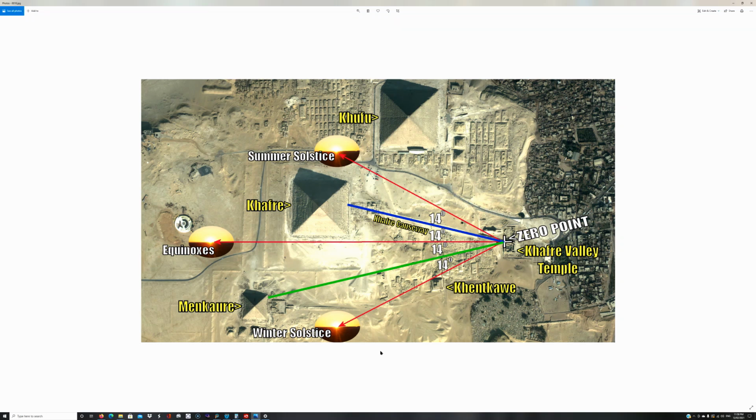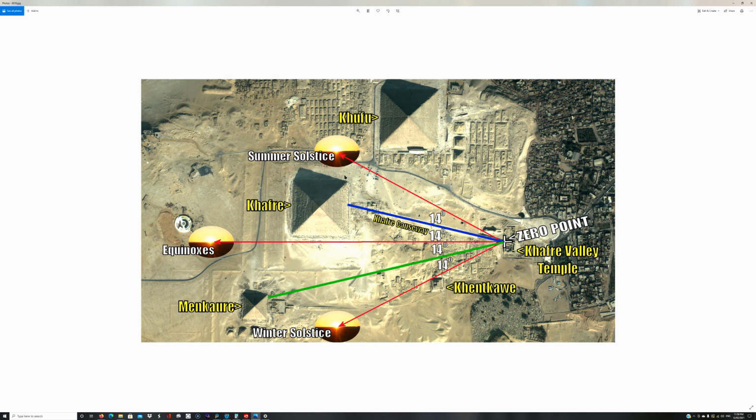I'll put links in the description because it relates to other playlists and videos, especially in regards to the plateau, and how not just the Menkaure, Khafre and Khufu pyramids, but also how the Kent-Kawe pyramid form this astronomical, actually a yearly calendar which marks the solstices, especially the summer solstice, where the sun sets directly between the Khufu and Khafre pyramids, marking the Egyptian New Year, or the first day of Akhet, the flood season.